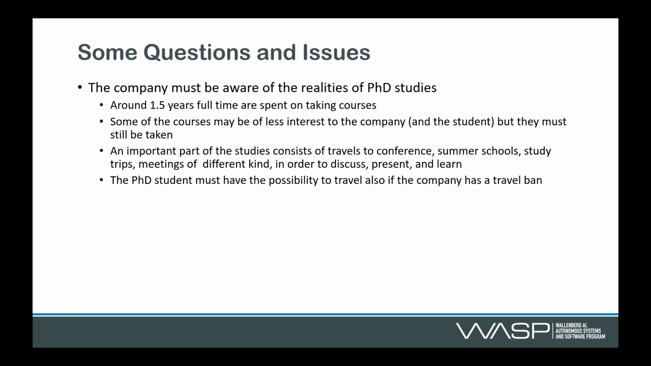But it's important that the company is aware of the realities of PhD studies. That 1.5 years is spent on taking courses. Some of the courses may be of less interest to the company and to the student, but they must still be taken. An important part of the studies consists of travels to conferences, summer schools, study trips, meetings, and so on, where the student discusses, presents, and learns new things. And the student must have the possibility to travel also if the company has a travel ban.